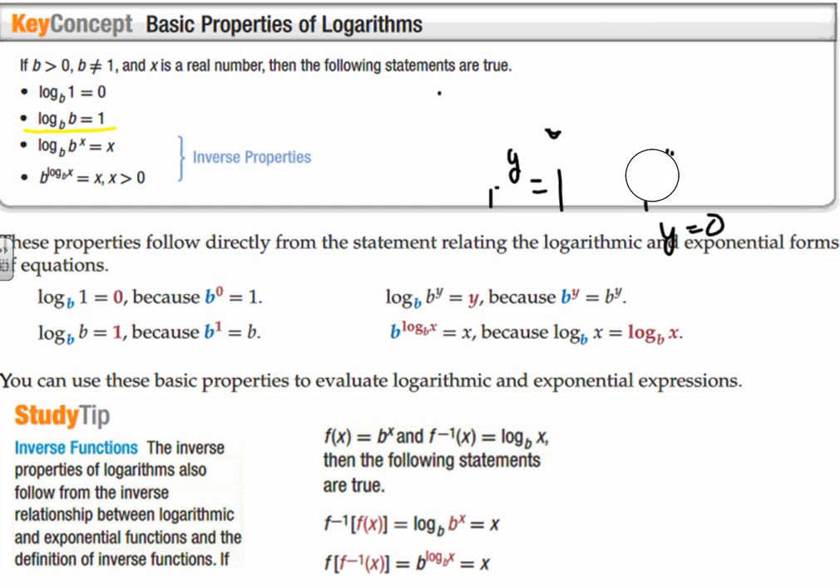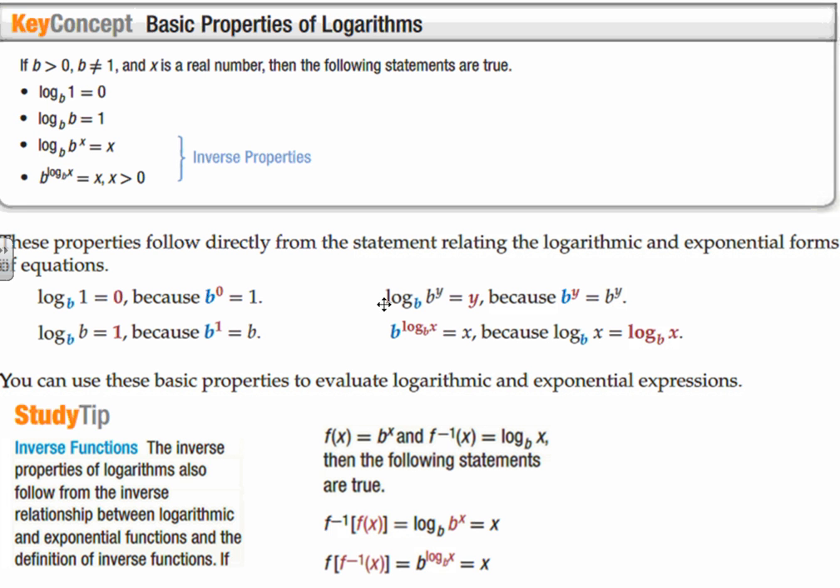So when we look at this first rule, and again, it's great to remember the rules, but it's a lot to remember. If you forget, you can always write it out as an exponent and figure out what it is. So the log base anything of 1 equals 0 because anything to the 0 power equals 1. So take a few minutes and write these basic properties. The log base b of 1 is 0, and b can be any number then. The log base b of b is 1.